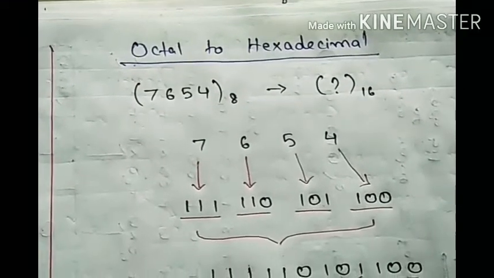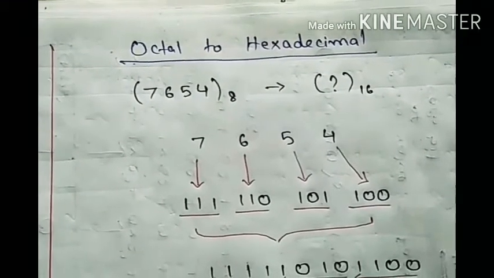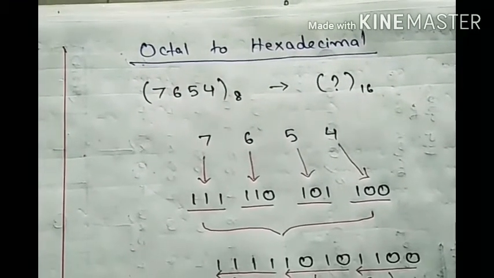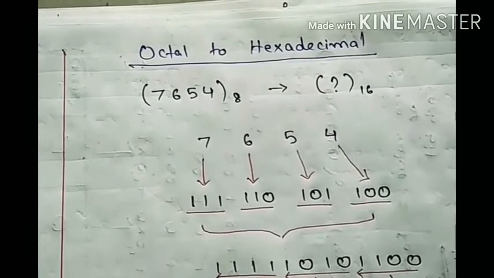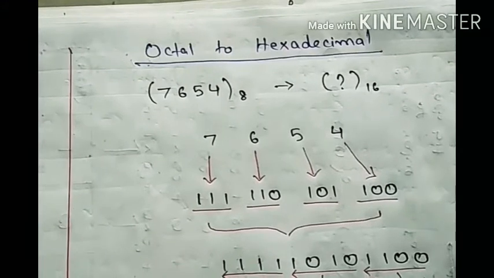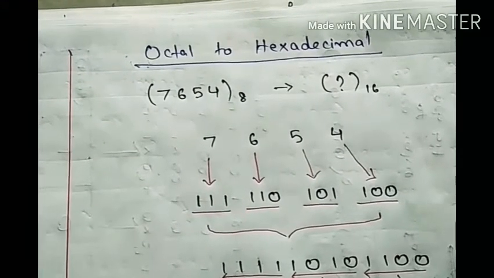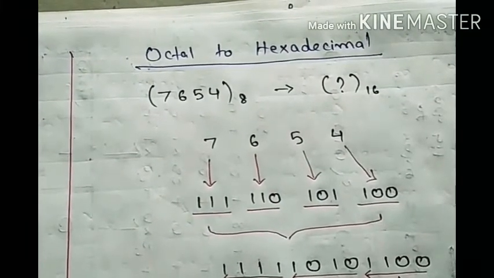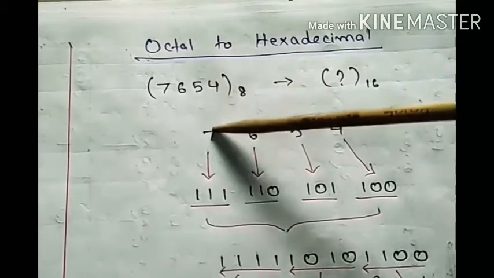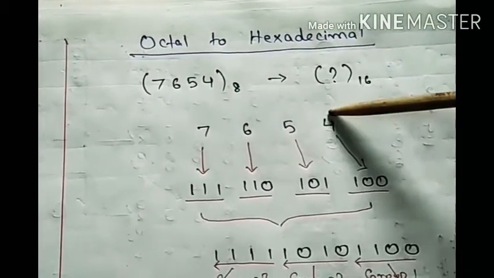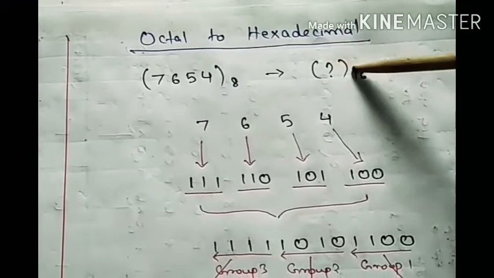Now octal to hexadecimal conversion. Here also no direct rule is there. For that reason we take the help of the binary number system. First of all, write the given octal number in the question. Write it: 7654. It is given. It has to be converted to hexadecimal.